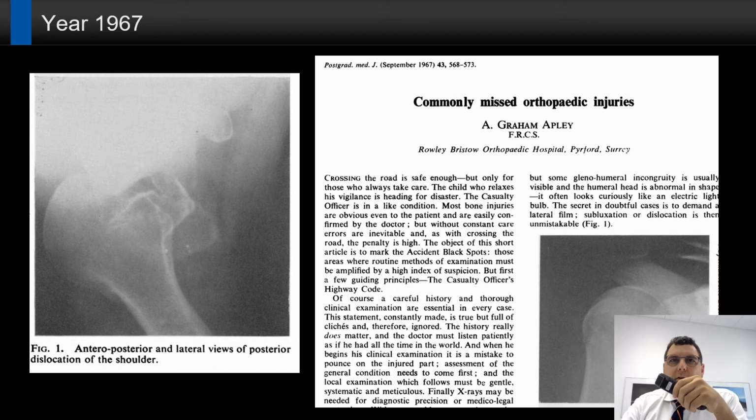As you can see here, the lateral view clearly shows a dislocation of this shoulder. It was a posterior dislocation in this case, which is not very frequent, but it can occur every day in some percentage of all shoulder dislocations. So although these publications are quite old, there is no problem with regard to the actuality of those cases.